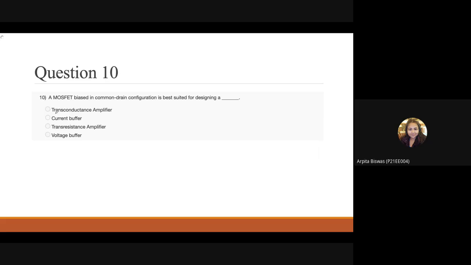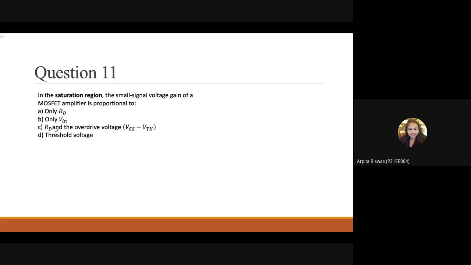This is the question number 10. A MOSFET biased in common drain configuration is best suited for designing a dash: transconductance amplifier, current buffer, resistance amplifier, or voltage buffer? Voltage buffer. Yes, voltage buffer. Good.